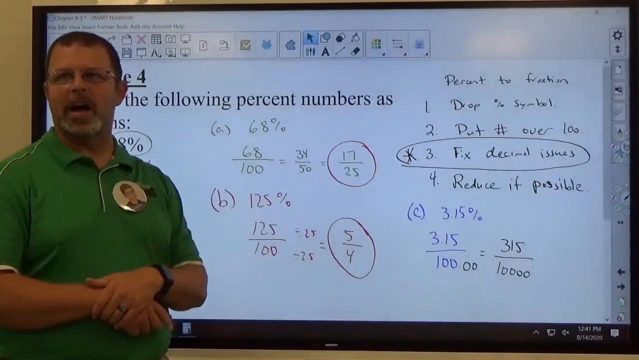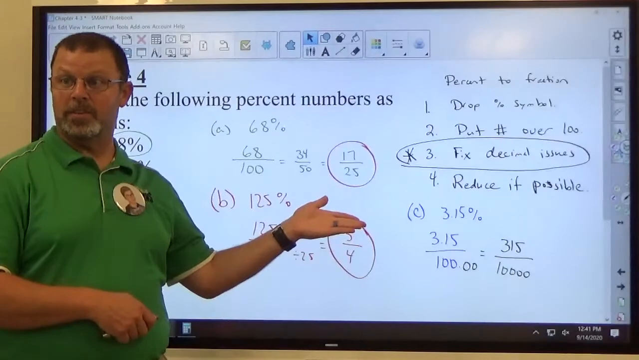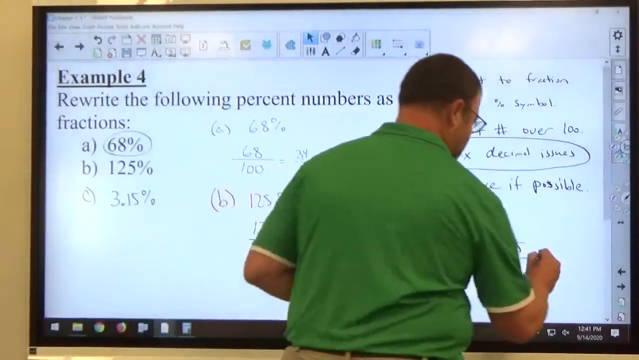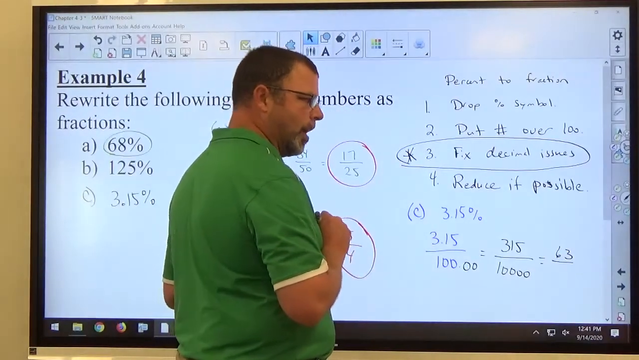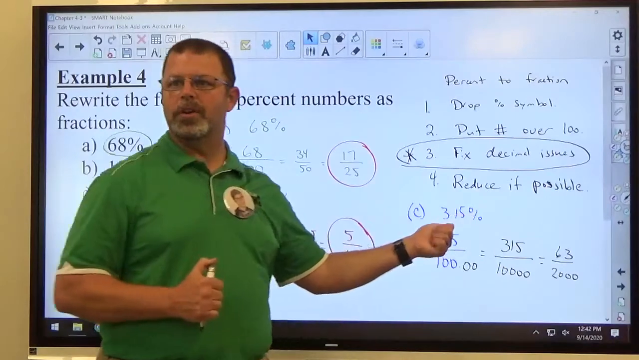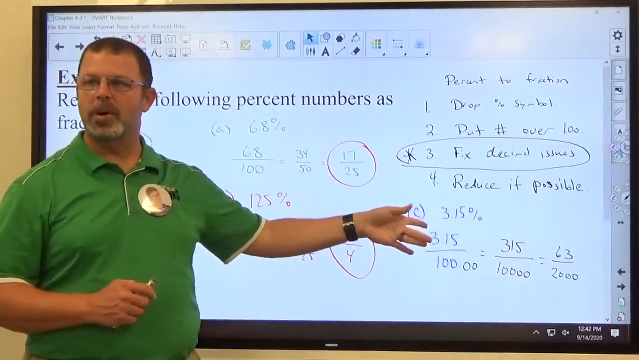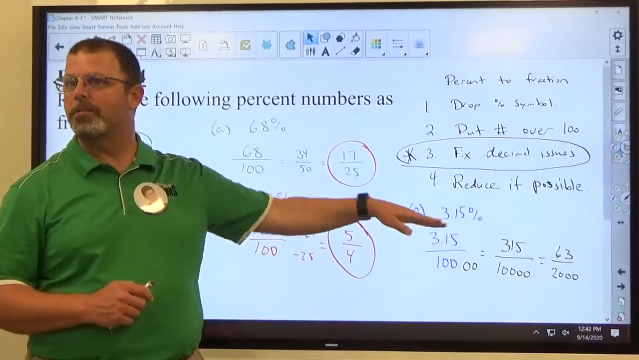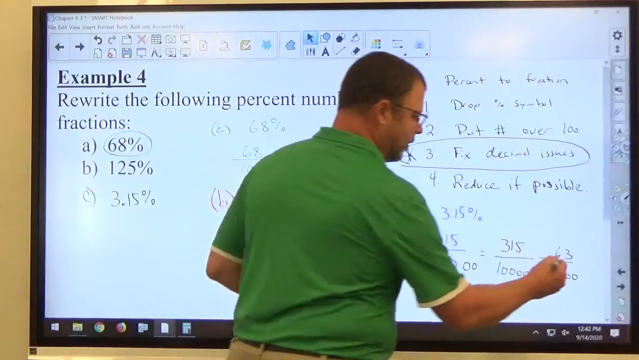Notice 315 is odd, right? So 2 doesn't go into it. 5 does though, right? Because it ends in a 5. So if we do 315 divided by 5, what do you get? 63. If we do 10,000 divided by 5, we get 2,000, right? Again, we've already established 2 doesn't go into the top number. Still odd, so it still doesn't. No, 63 doesn't end in 0 or 5, so 5 doesn't go into 63. So that's as far as I can reduce that fraction, 63 over 2,000.